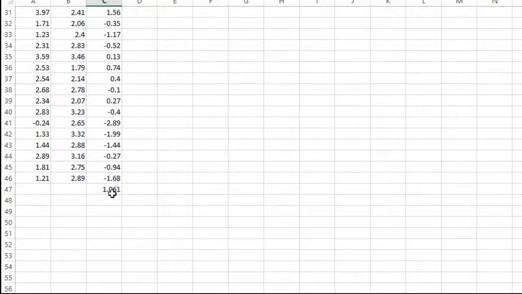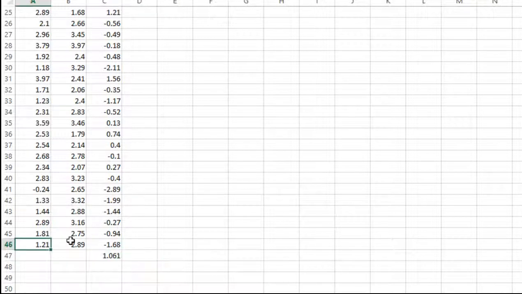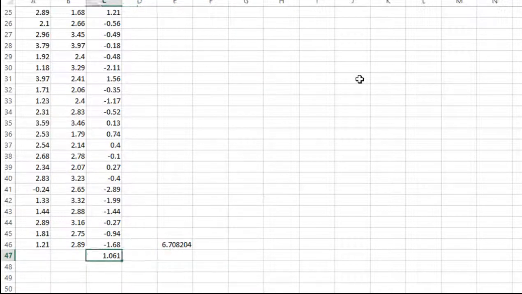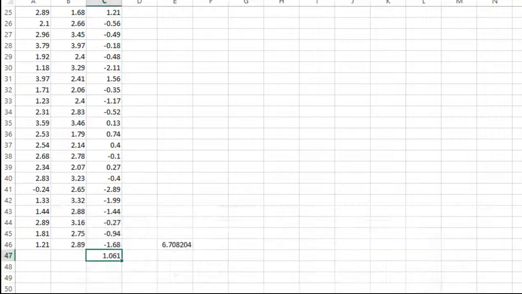That standard deviation now needs to be divided by the square root of n. We have a sample size of 45, 45 paired observations. So what's the square root of 45? Let's just go equals SQRT 45, and we get 6.708. Now I just have to divide the standard deviation of difference scores by the square root of n, and then I'll have the standard error of the difference between paired observations.